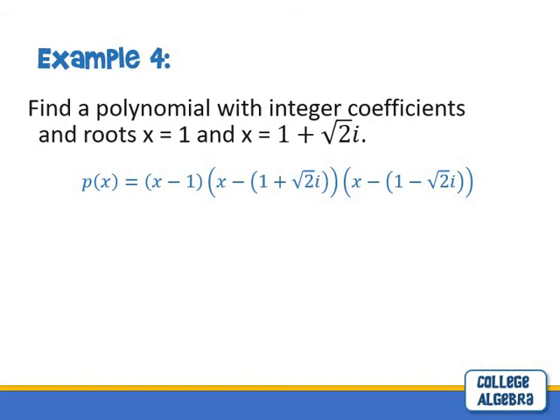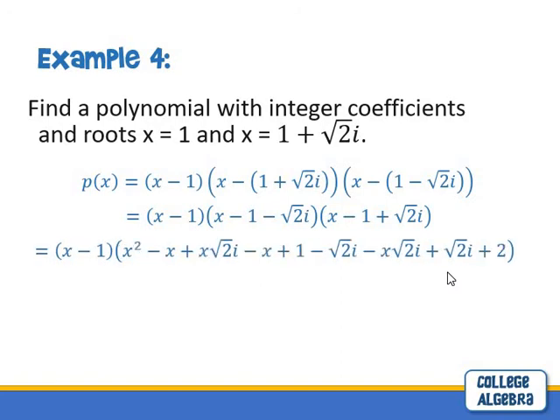And then I have to include this last term or I will not get real coefficients. I have x minus the conjugate of that complex root, where I change the plus to a minus, 1 minus square root of 2i. Now this is going to get a little messy to multiply out, but everything will eventually work out nice here. First thing I'm going to do is run the negatives through. So I have x minus 1 times x minus 1 minus square root of 2i if I distribute the negative, and then x minus 1 plus square root of 2i when I distribute the negative.